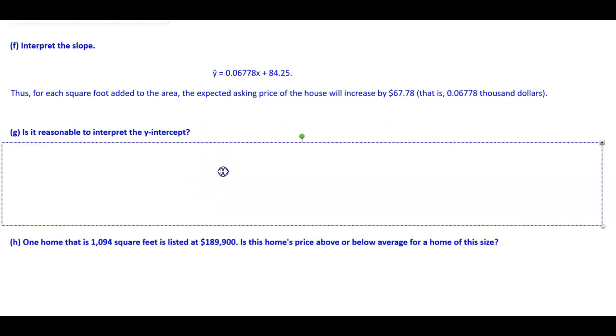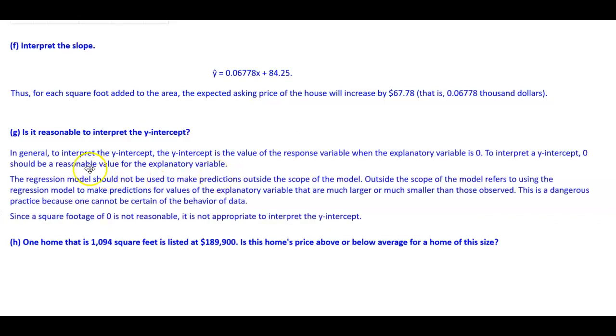Next question: is it reasonable to interpret the Y-intercept? In general, the Y-intercept is the value of the response variable when the explanatory variable is 0. To interpret a Y-intercept, 0 should be a reasonable value for the explanatory variable. The regression model should not be used to make predictions outside the scope of the model, meaning for values of the explanatory variable that are much larger or much smaller than those observed. This is a dangerous practice because one cannot be certain of the behavior of the data. Since a square footage of 0 is not reasonable, it is not appropriate to interpret the Y-intercept.